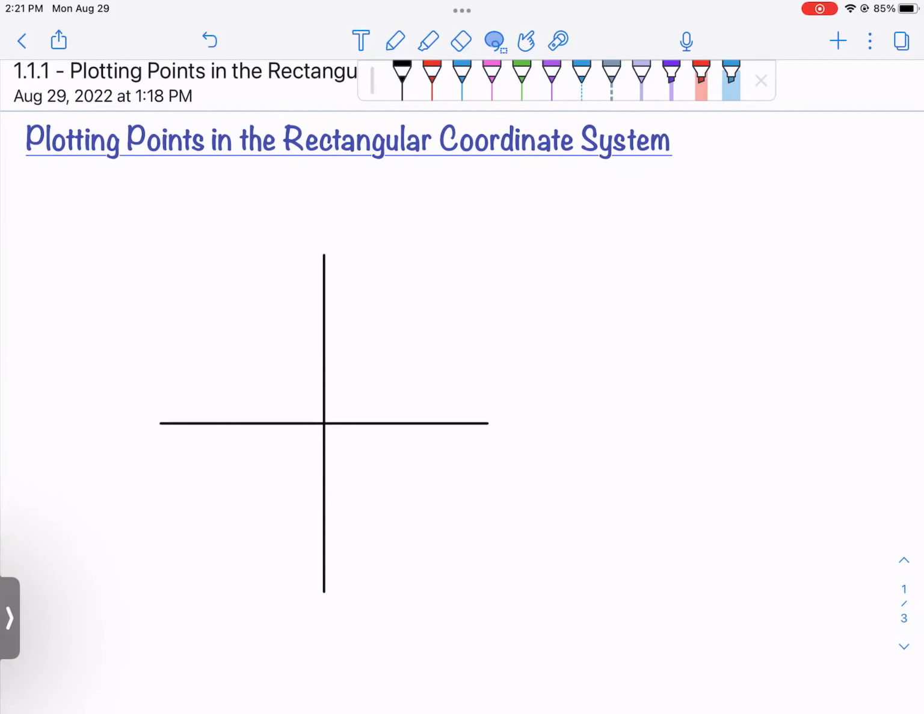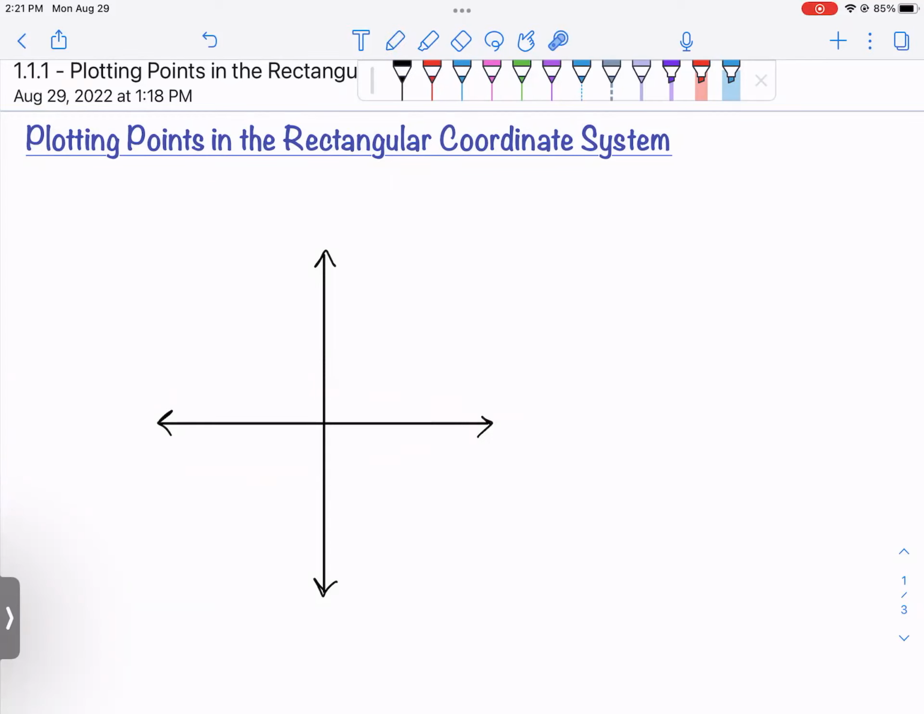Talk about the rectangular coordinate system. You might also know this as the grid where you do graphing. So you're probably familiar with the rectangular coordinate system already. The rectangular coordinate system is split into 4 different quadrants, and there are 2 axes. We call these axes. These axes go on forever in either direction.